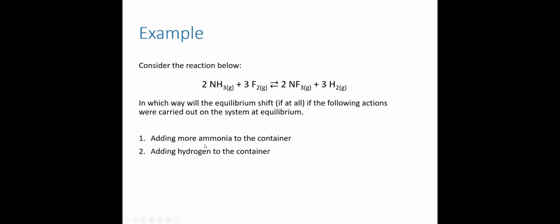What if you add hydrogen? Hydrogen is a product. Adding hydrogen means there's now too much of the products, so we need to break some of that hydrogen down, and so the reaction must go to the left. So adding a product shifts the equilibrium to the left. And finally, removing hydrogen from the container. Hydrogen is a product. If you, instead of add it, remove it, there's no longer enough hydrogen for there to be an equilibrium, so the ammonia and the fluorine will have to react to form more hydrogen, and so that will shift the equilibrium to the right.